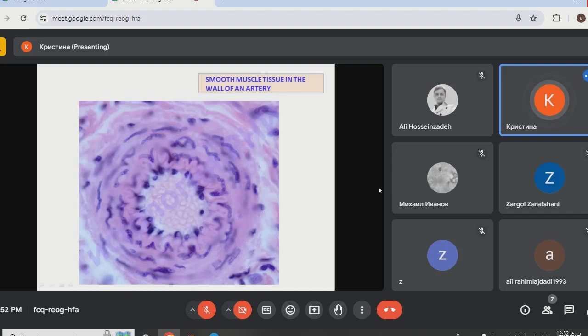Also, we can see smooth muscle tissue in the walls of blood vessels, for example in arteries, which have a lot of smooth muscles in their walls. So this is the section of the artery with erythrocytes inside. This is endothelium, and this is smooth muscle tissue. And here you can see this specific funny spiral shape of cell nuclei in smooth muscle cells. So these are the cell nuclei of smooth muscle cells.